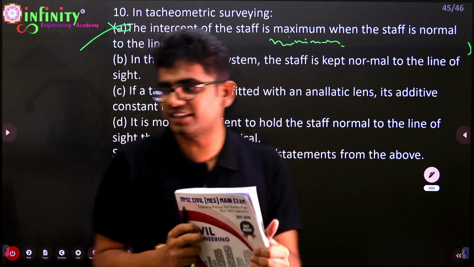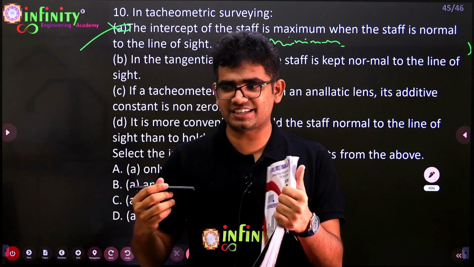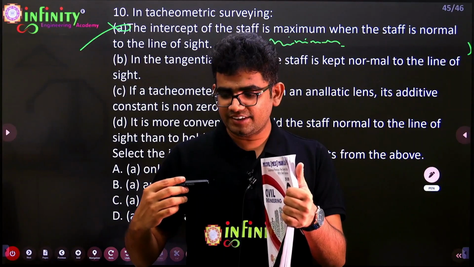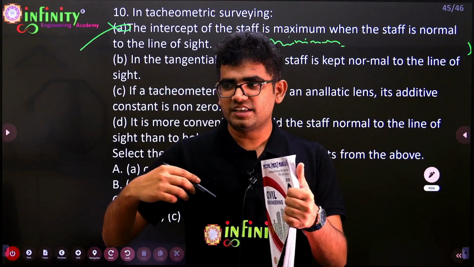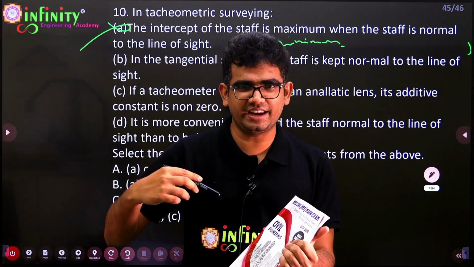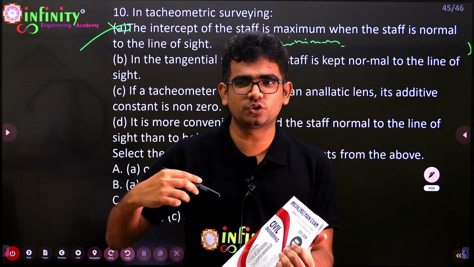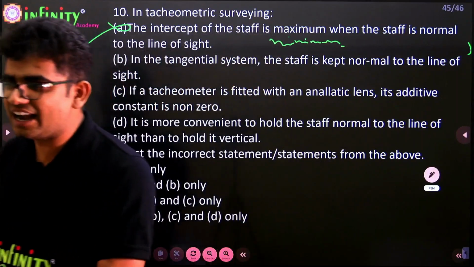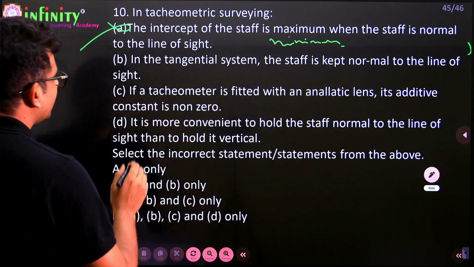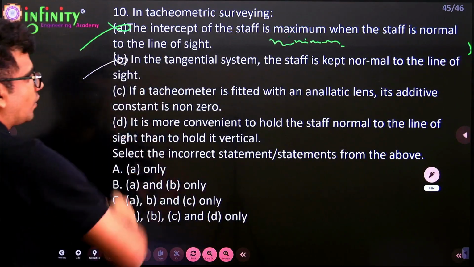Suppose this is the line of sight, the staff we will hold like this. And even if the line of sight is like this, the staff will be held like this only. We will not make it normal to the line of sight. So the staff is always held vertical. So this option is also wrong.